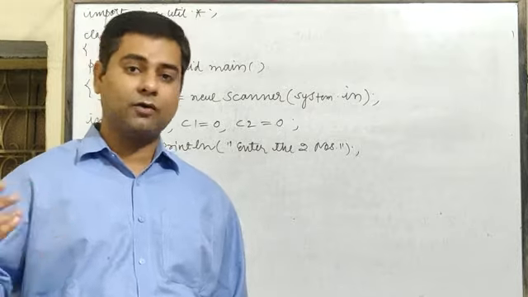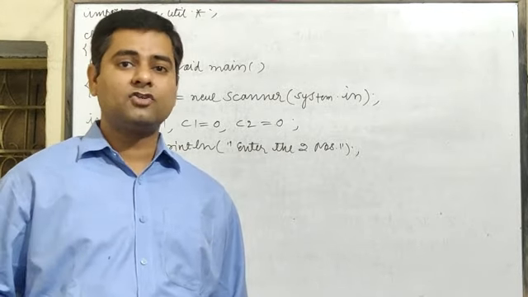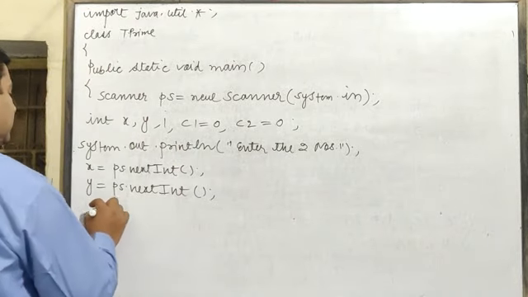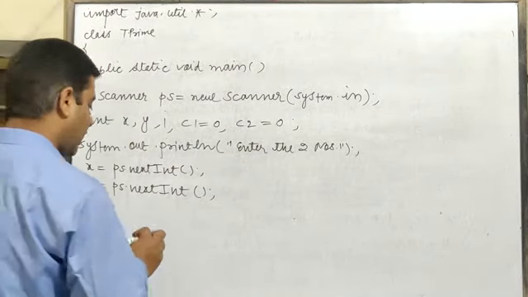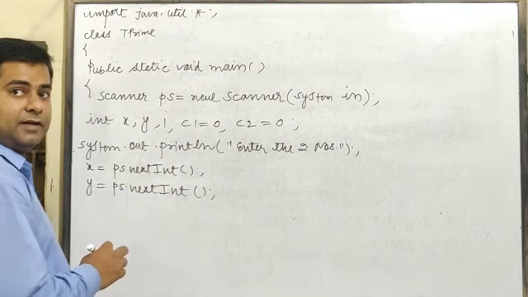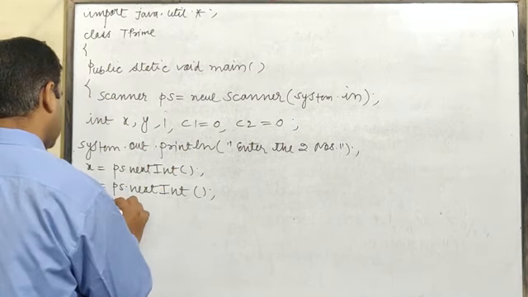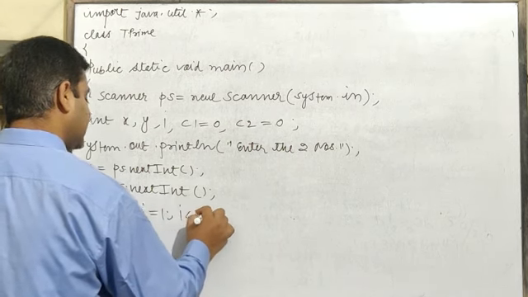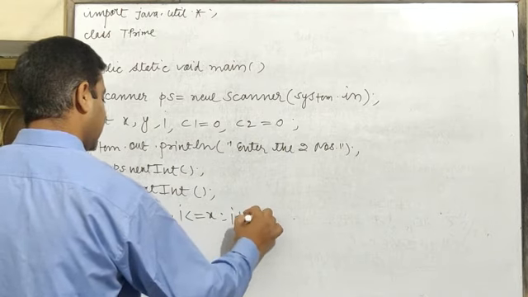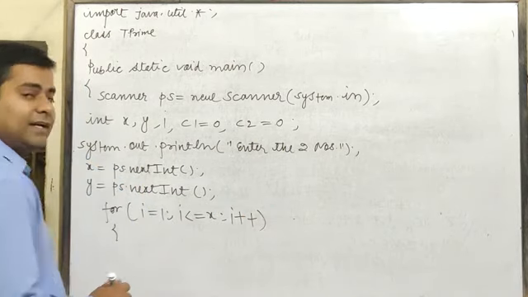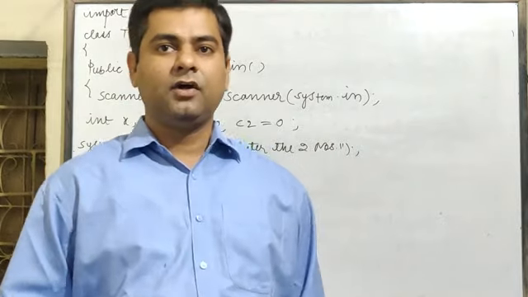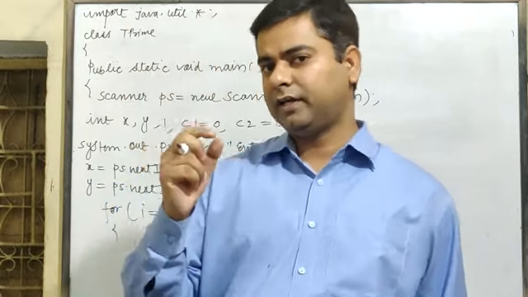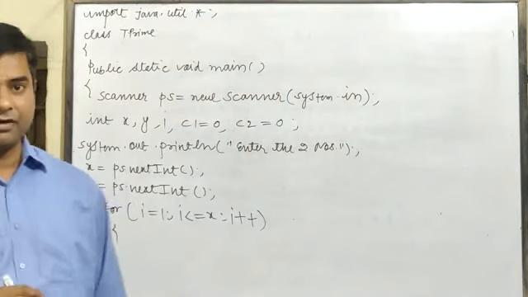So what will we do? We will count the factors of a number, and to do that we will write a loop. Suppose we have to count the factors of x. See here: for i equals 1, i less than or equal to x, i plus plus. So we are running the loop from 1 to x. The reason is that the number will be checked against every number 1, 2, 3, 4, 5 till itself, and it will count.